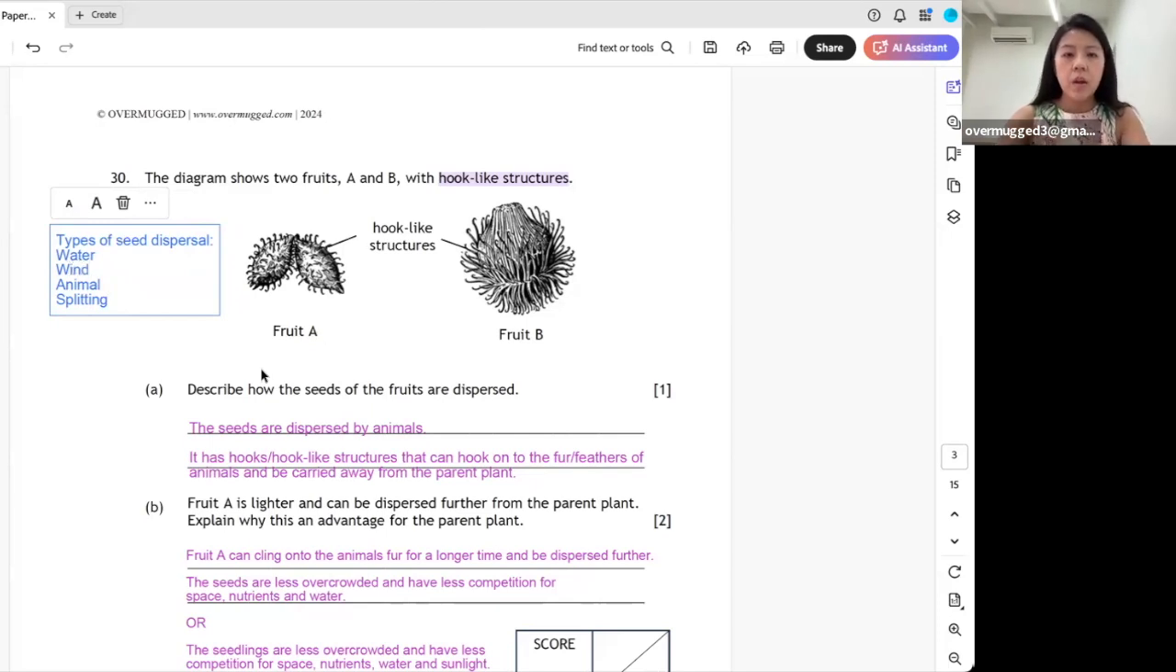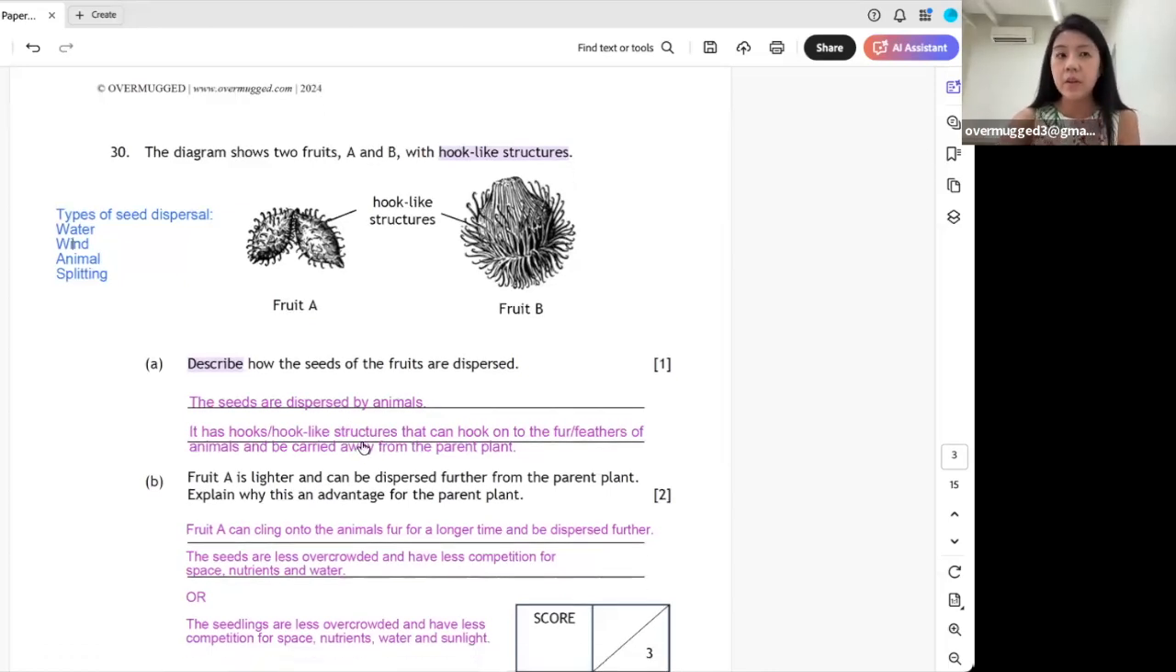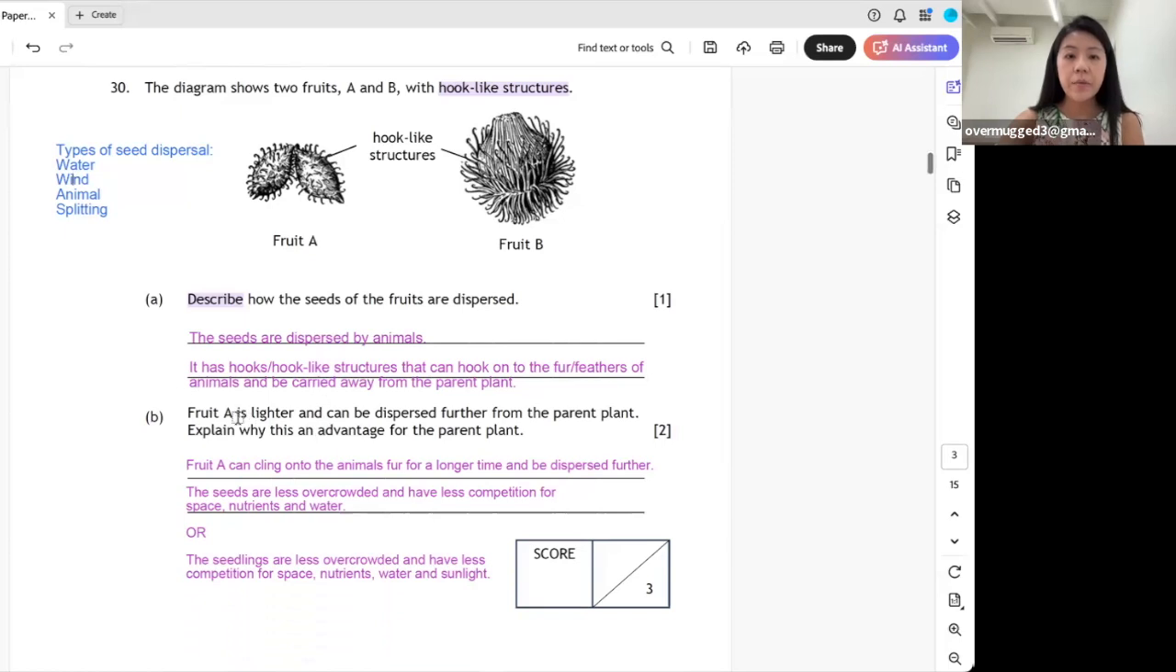Okay, so we are supposed to describe how the seeds of these fruits are dispersed. You need to go back to the special characteristics here, which is your hook-like structures. These hook-like structures can catch on to the clothes of humans or feathers or fur of animals. And when the animals run to another place, it will drop off. And when it drops off, there's a chance that the seeds can germinate there in a new environment. This would be useful for the plant because we don't want the seeds to cluster around each other, resulting in overcrowding.